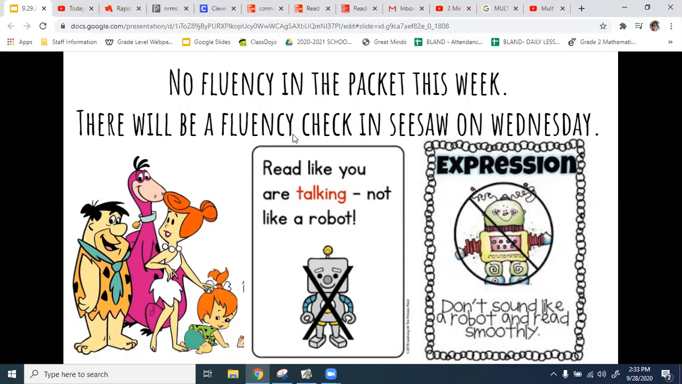There's not a fluency passage for this week because Miss Bland is doing something called a cold read. And a cold read simply means that you are going to read it cold. It will be the first time that you've ever read that passage. And so Miss Bland needs you to read it then. So no reading like the robot, tons of expression, and make sure you're ready for it to be live on Wednesday. Of course, you'll have all week to finish it, but Wednesday will be the first day that it'll show up.